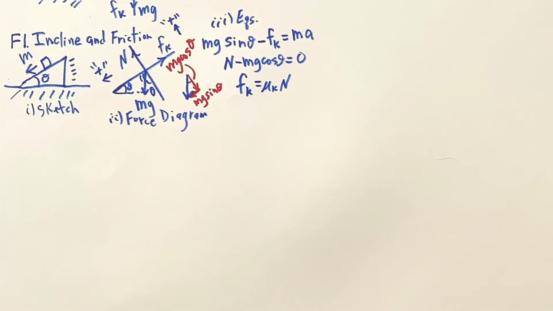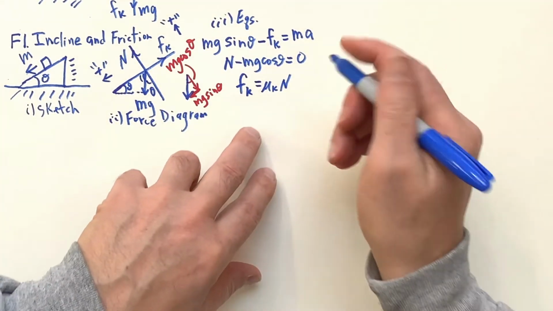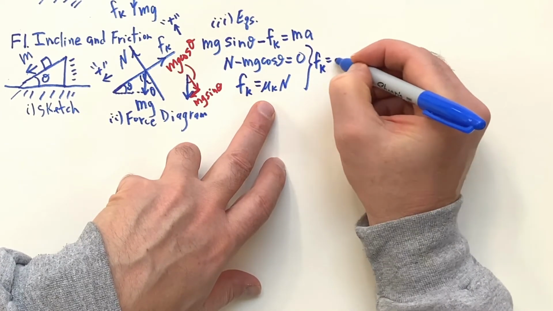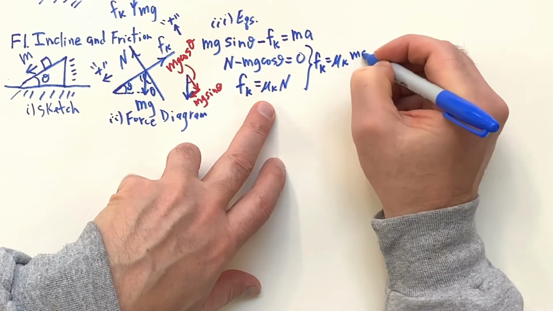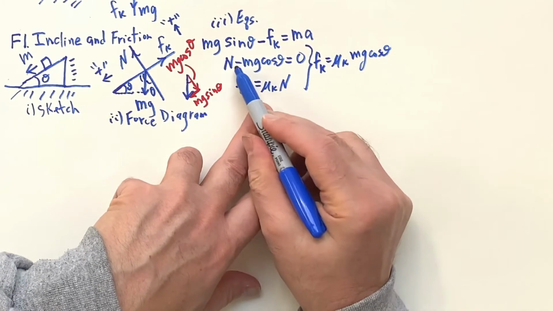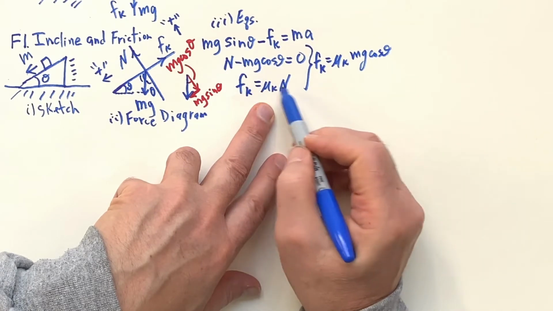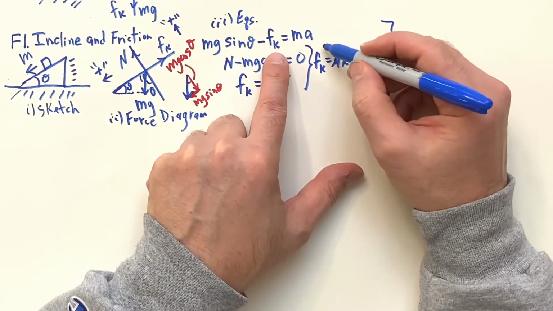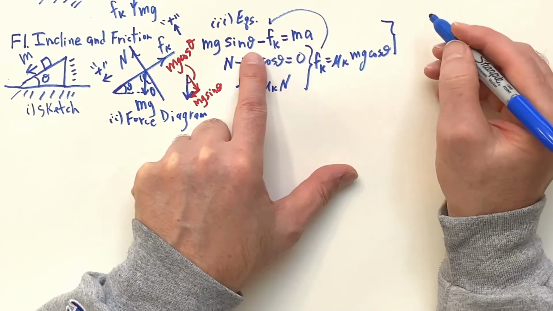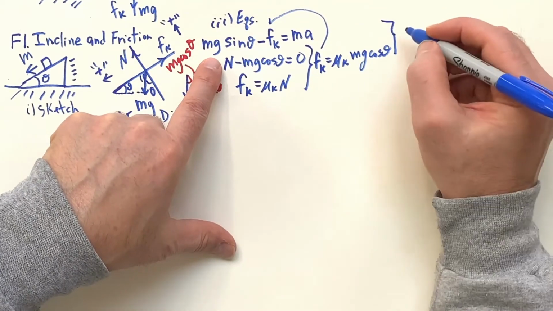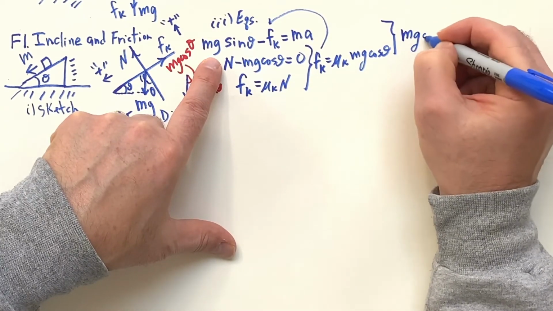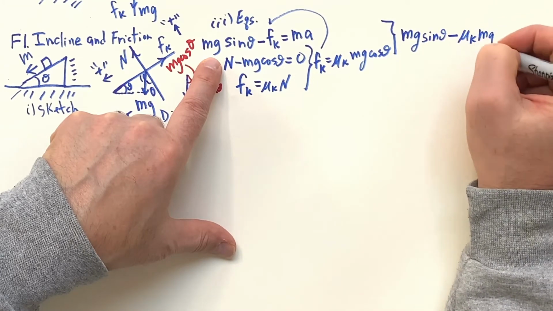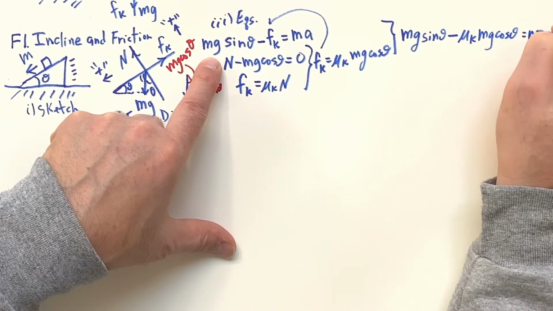And then I like to work from the bottom up. I like to work with these 2 equations and get fk is mu k times mg cosine theta. When you solve this one, the N is mg cosine theta, and you put it in there. Then I like to go to the top equation and put that in there. And when I do that, I'm going to get mg sine of theta minus mu k mg cosine of theta is ma.